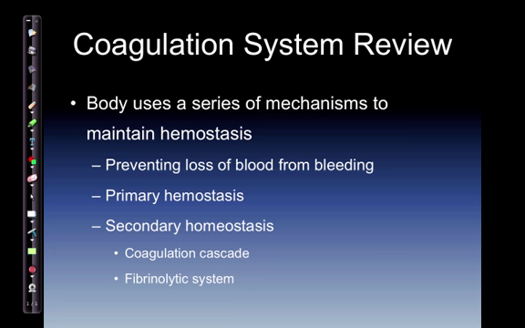Coagulation system review. The body uses a mechanism to maintain hemostasis, preventing blood loss from bleeding. Primary hemostasis depends on the interaction between the innermost layer of cell lining and the blood vessel and the circulating platelets in the blood. So these three have to communicate normally. Secondary hemostasis, the goal is to strengthen the clot plug in the damaged vessel and to ensure that it is not dislodged. So even if we do clot appropriately, if the clot dislodges, it can cause complications on down the line, as we learned in the last chapter.